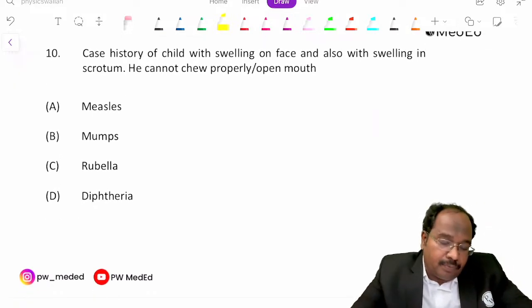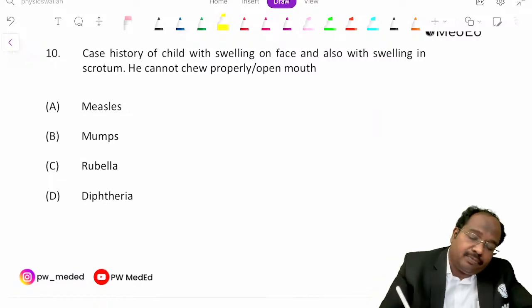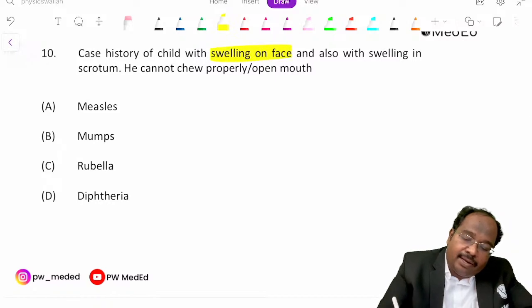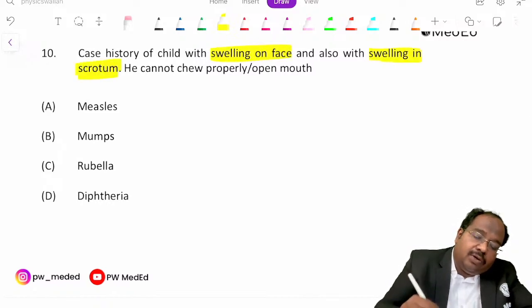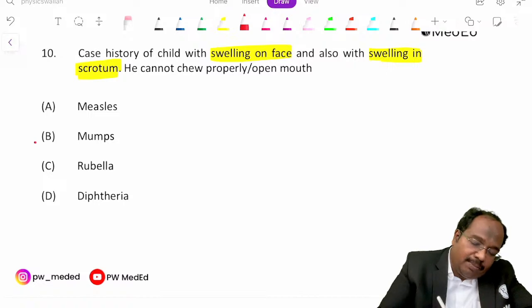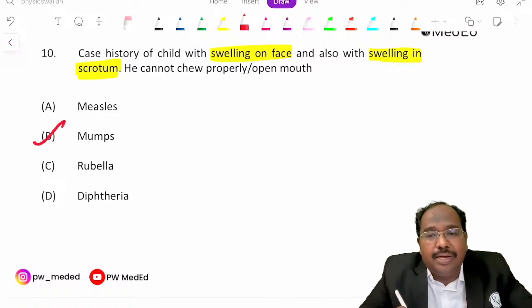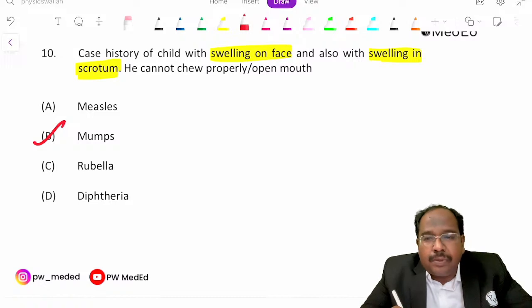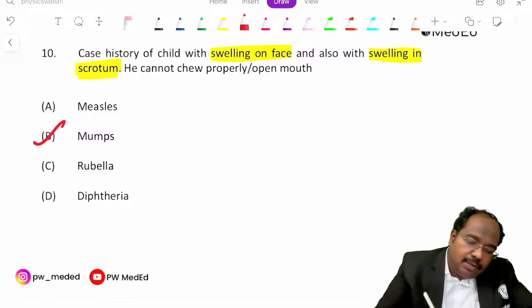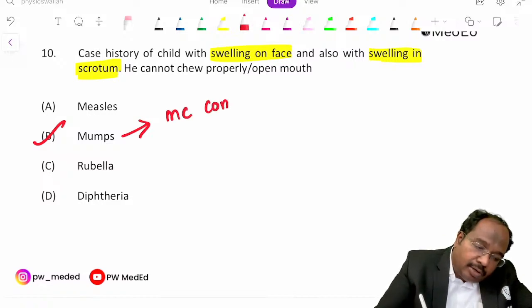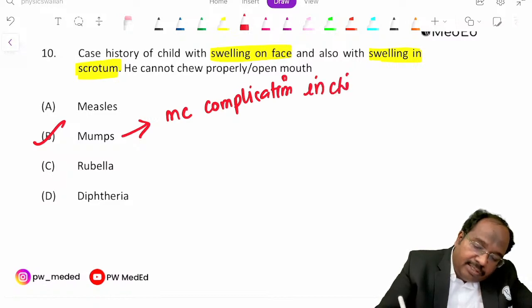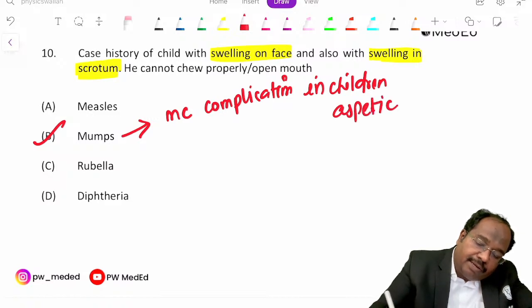Next question. A case history of a child with swelling on the face and also swelling in the scrotum. So this is a case of what? Mumps. Usually in children orchitis will not be there. The most common complication in children is aseptic meningitis.